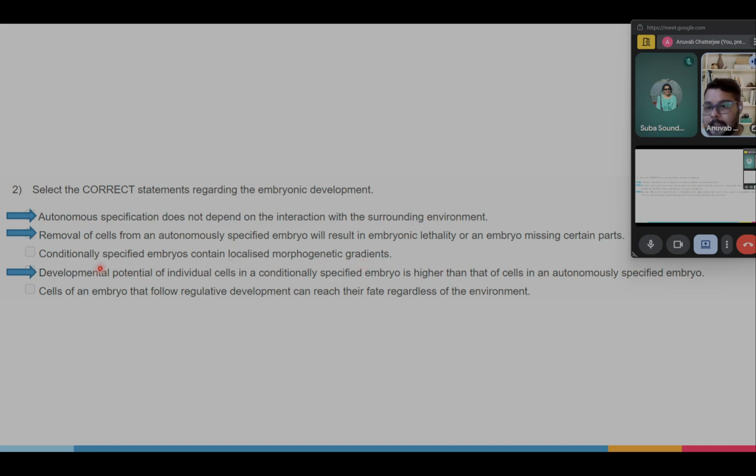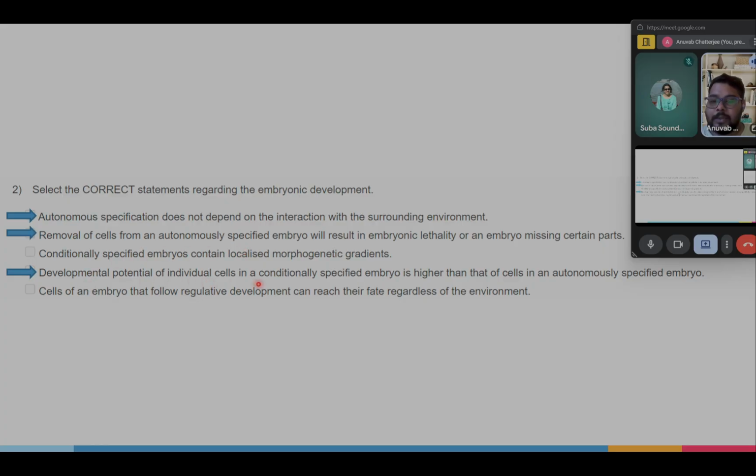Conditionally specified embryos contain localized morphogenetic gradients. This one is not correct, because autonomously specified embryos actually have localized morphogenetic gradients based on which they form particular structures. Conditional ones actually depend on the global morphogenetic gradients, and that is the signal that they're listening to from their surrounding or locality. So these depend on a global morphogenetic gradient instead of a localized one.